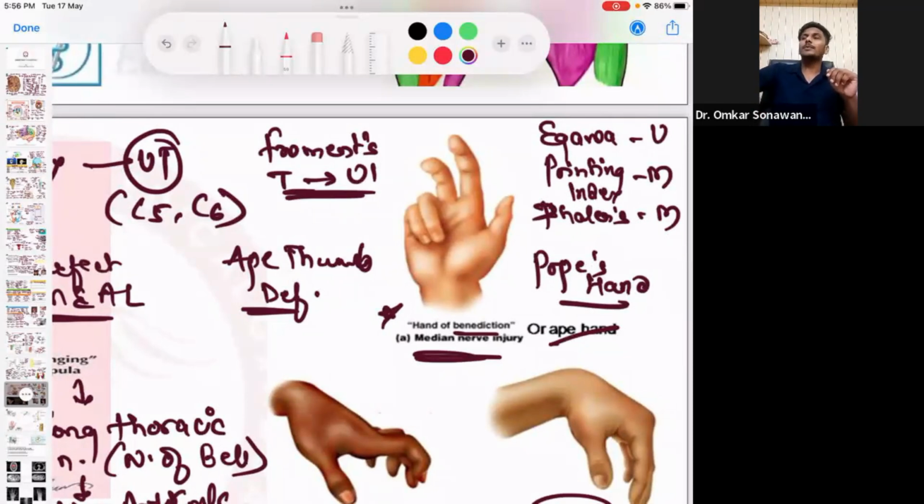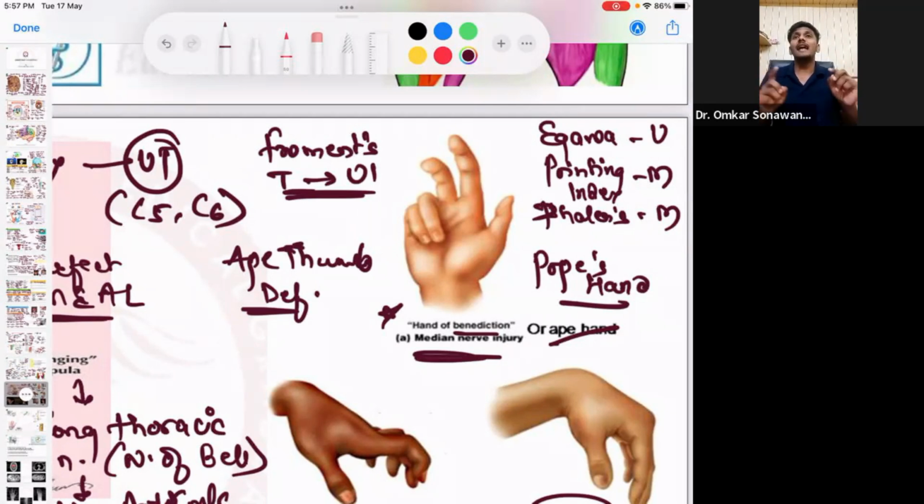And if the thumb comes to lie in the adduction position, this is known as the ape's thumb deformity. It is due to injury to the median nerve again. Unopposed action of the adductor pollicis would be there, and the adductor pollicis is innervated by the ulnar nerve. All other thenar muscles are innervated by the median nerve. कोई दिक्कत नहीं है इसमें.